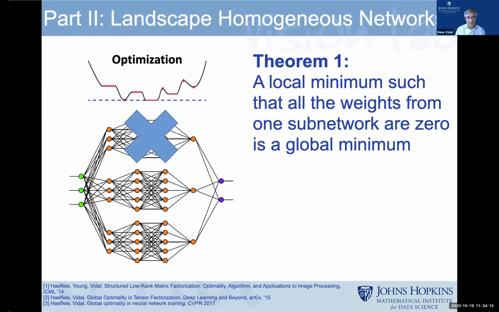Number one, if you have a local minimum such that all of the weights associated with one of the parallel subnetworks are zero, that is a certificate of global optimality. Namely, if a local minimum has all zero weights for one subnetwork, then it is a global minimum.